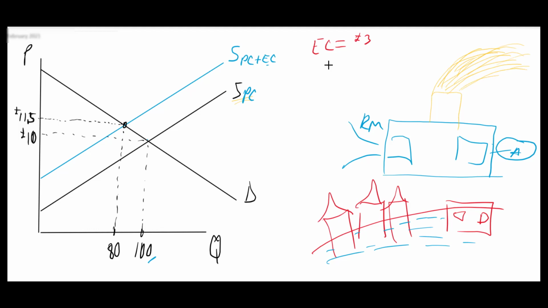If the firm continues producing 100 units, what happens is that if you trace this up to the social cost curve, you will see that the cost of producing 100 units is actually not 10 pounds, but 13 pounds, right?